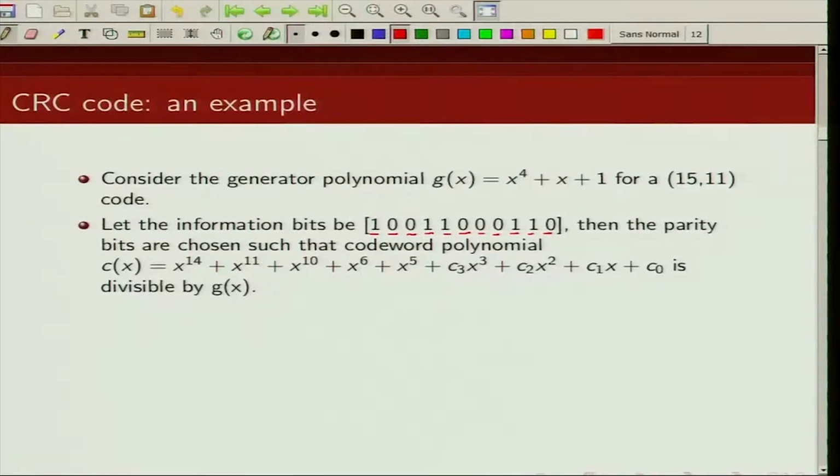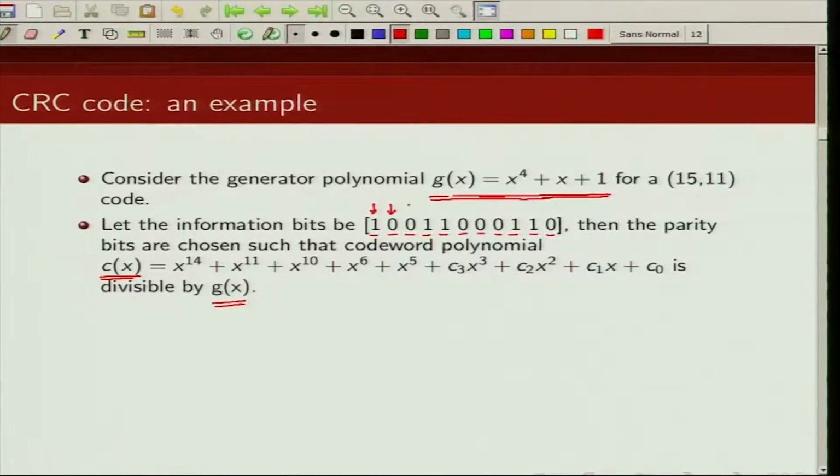Now we want to encode these information bits using a CRC code which will add 4 parity bits, whose generator polynomial is g of x equals x^4 plus x plus 1. Remember, we need to choose the 4 parity bits in such a way that this code polynomial c of x is divisible by this generator polynomial g of x. So we are going to write this information sequence in polynomial form.